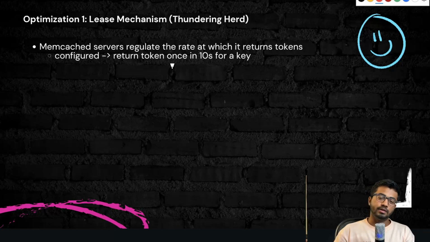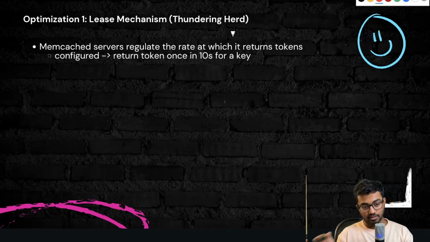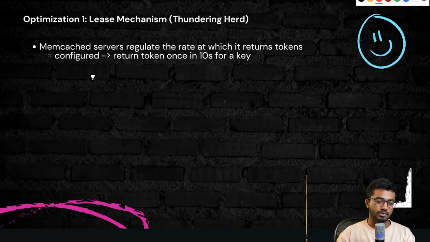So what they did in this case was limit the rate at which tokens are returned, because as we talked about in the last optimization, leases are sent out by the Memcache instance itself, right? The client requests the Memcache server, and Memcache returns a token to use to set back the data when it gets it from the database. So we can limit the rate at which the tokens are generated. By default, they're configured to return a token once in 10 seconds for a key. For a given key, only one token will be generated per 10 seconds.